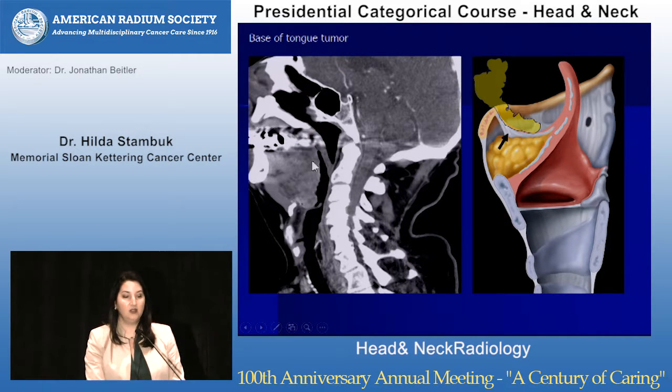So you can see that the tumors course down the base of tongue, make their way into the vallecula, but because of the hyoepiglottic ligament, it does not go into the preepiglottic fat, generally. But this is what you look for. See, there's sparing of the preepiglottic fat here.